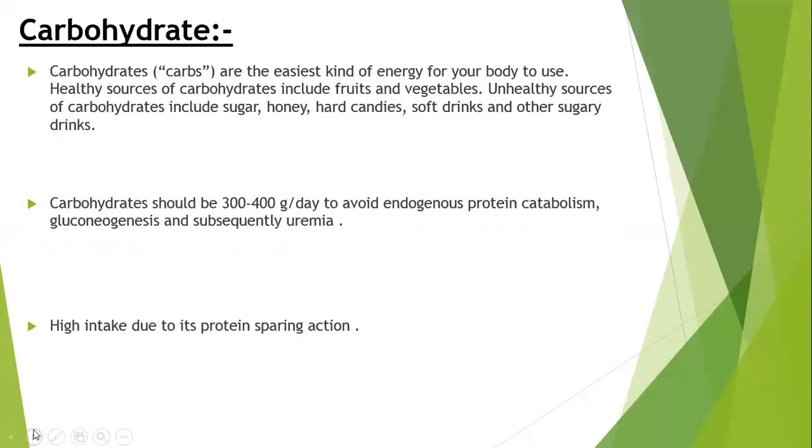Now talking about the carbohydrate. A minimum of 100 grams per day is essential to minimize tissue protein breakdown. It's not like low carb, no carbs, such a fancy diet. Carbohydrates are the easiest kind of energy for your body to use. Healthy sources of carbohydrates include fruits and vegetables; unhealthy sources like sugar, honey, hard candies, aerated drinks, sugary drinks, no. Should be 300 to 400 grams per day to avoid endogenous protein catabolism, gluconeogenesis, and subsequently uremia.